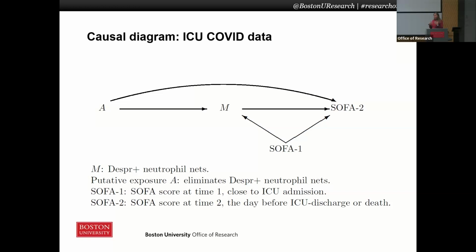So what we can do with this, we cannot estimate this arrow here. But it turns out that with proper definitions and proper care, we can actually estimate this path here from A to M to SOFA score at the time of discharge. Because for that, we have the idea that probably also in humans, or hopefully also in humans, the treatment will eliminate all desperate positive neutrophil nets. So we have this arrow, and this arrow we can actually get from the off-treatment data, because it's how the SOFA score at ICU discharge depends on the mediator when it just comes about.